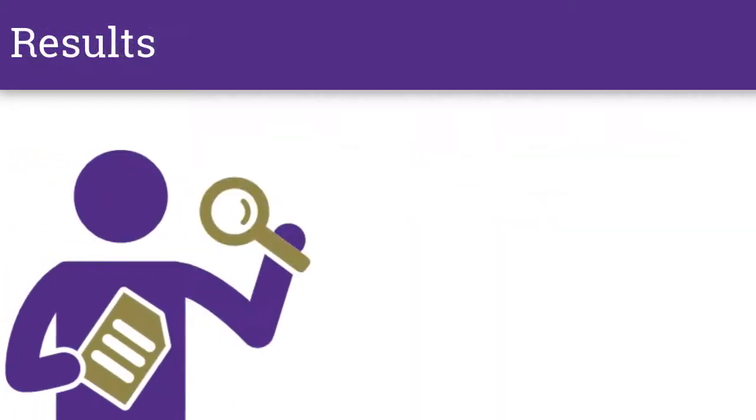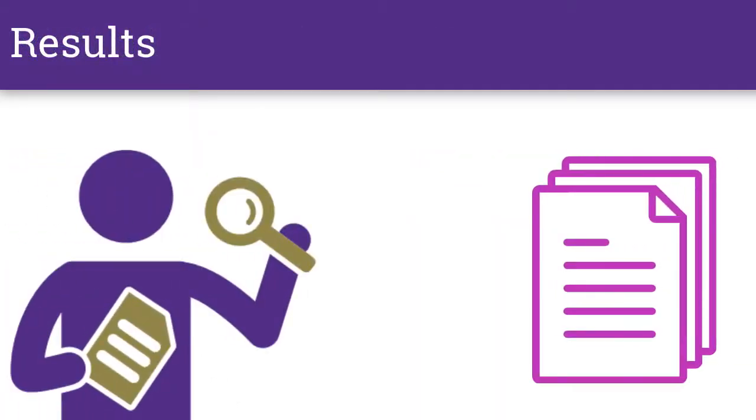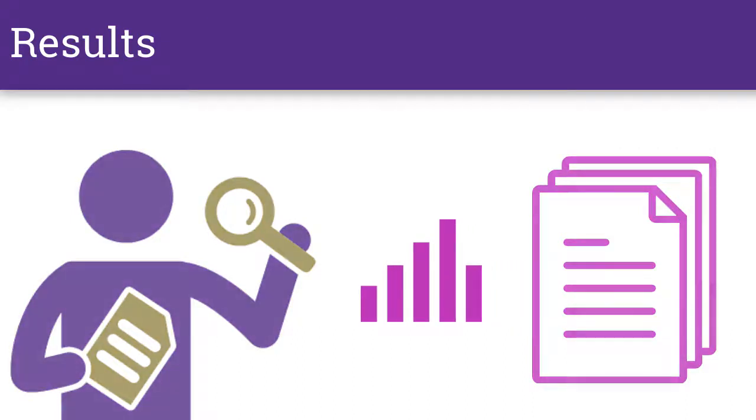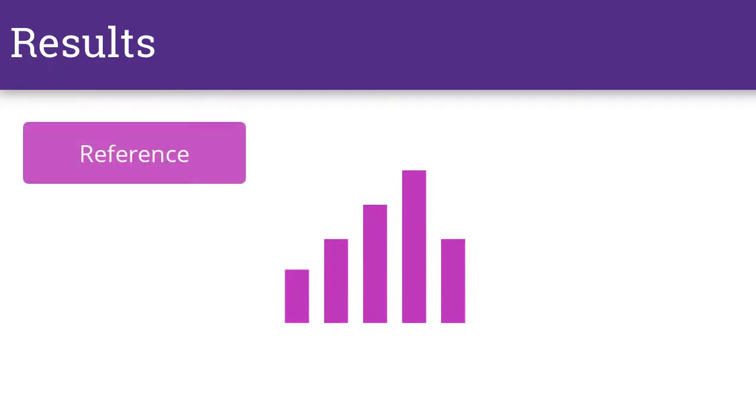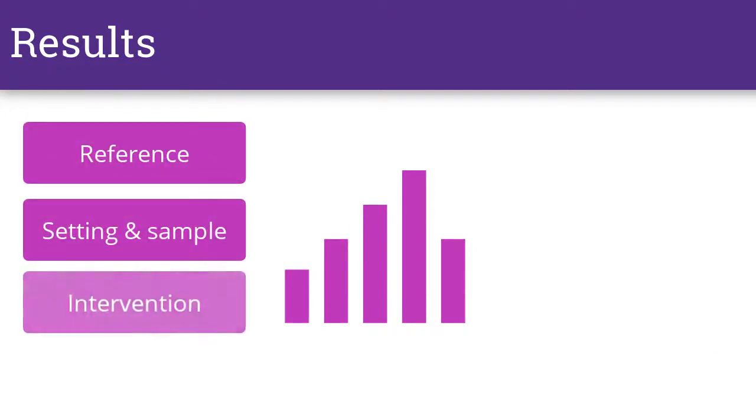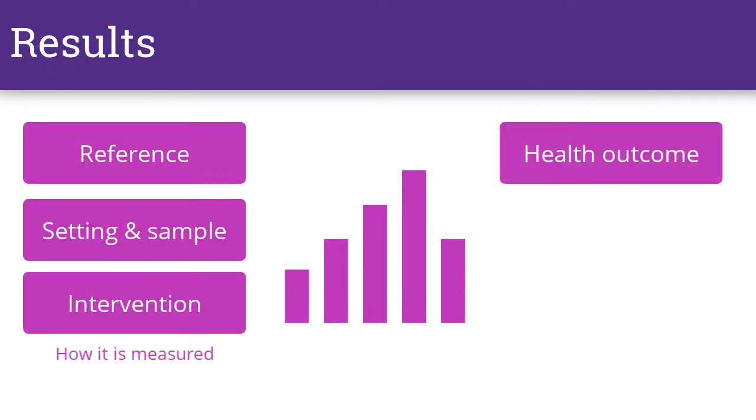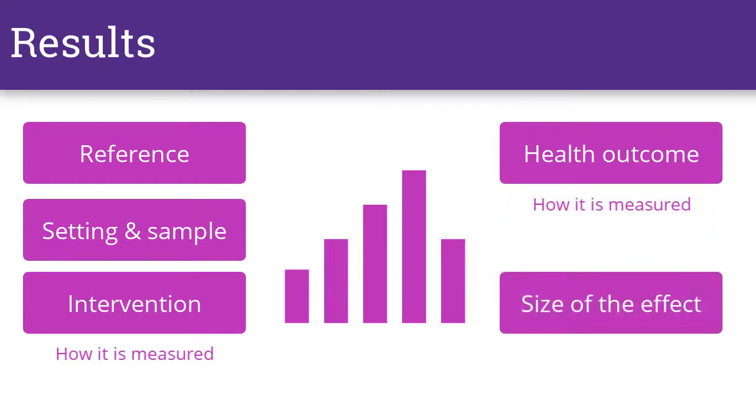The researcher then describes and compiles the results, thus conducting the analysis. This step involves extracting the data from individual studies to be included in the review. Typically, this will include the reference, the setting and sample, the intervention and how it is measured, the health outcome and how it is measured, and a measure of the size of the effect with associated confidence intervals.